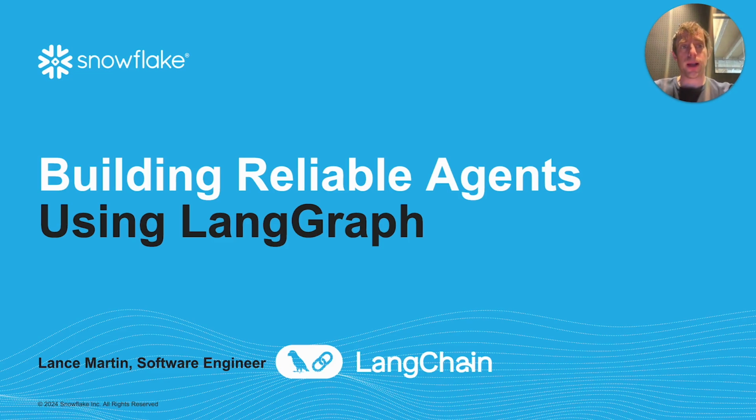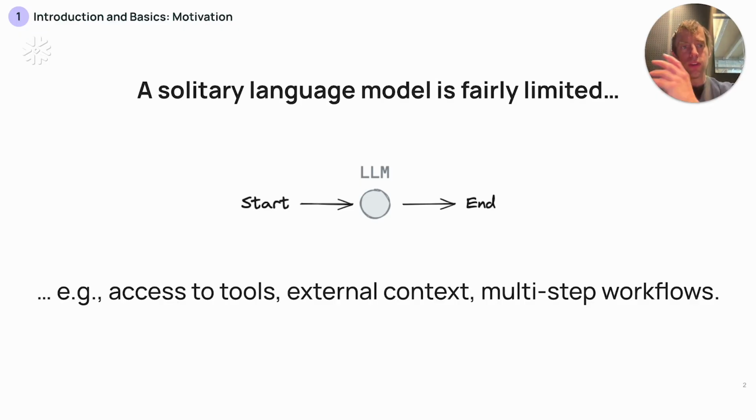Hey, I'm very excited to talk to you about building reliable agents using LangGraph. So to set the motivation for this, a solitary language model itself is a bit limited. It doesn't have access to tools. It doesn't have access to external context, like, for example, documents that are private to you or your organization. And it can't, in isolation, perform multi-step workflows.